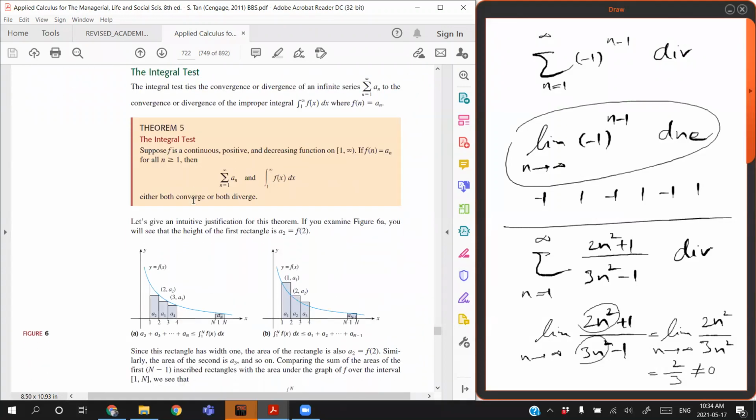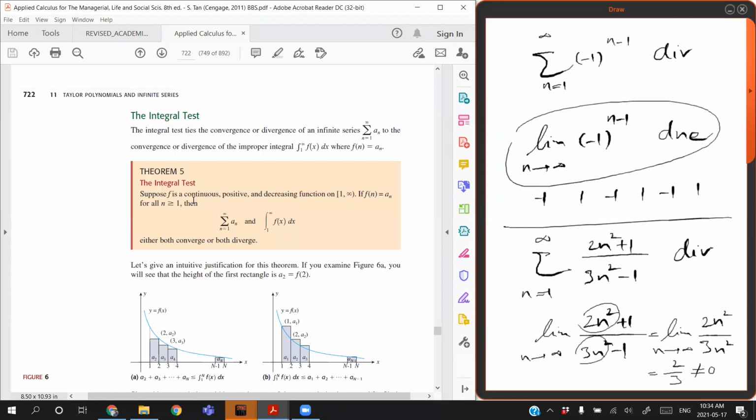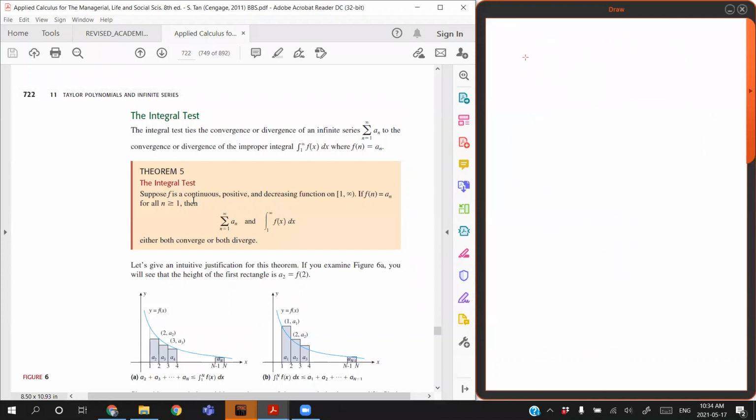I'm going to show you examples. Imagine you have something like this: sigma 1 over n from 1 to infinity. So this series is actually 1 plus 1 over 2 plus 1 over 3 all the way. If you take the limit of 1 over n as n approaches infinity, you can see that this limit is equal to 0.